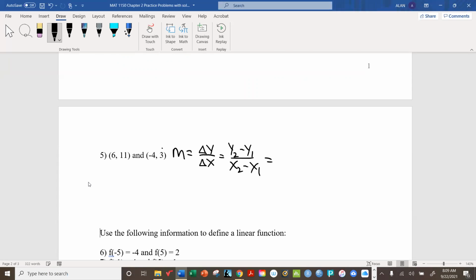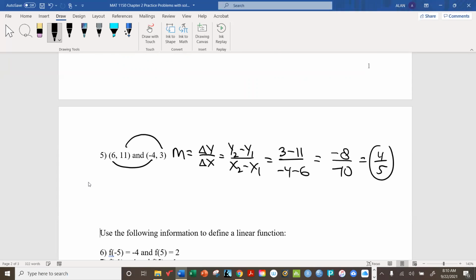Okay, so the difference in the y's, 3 minus 11. The x's, minus 4 minus 6. Sorry, it is minus 6. So it's minus 8 over minus 10, which you could reduce to 4/5. The two negatives cancel each other out, and you end up with 4/5.